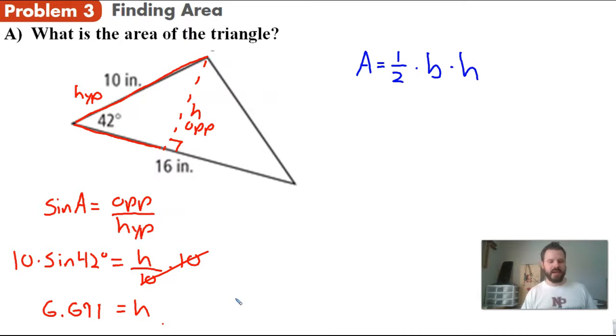Okay, that's my height. Now that height is an intermediate answer. Okay, it's an answer we're going to use to find another answer. So I'm going to leave that rounded to 3 decimal places because that's going to make my final answer as accurate as possible.